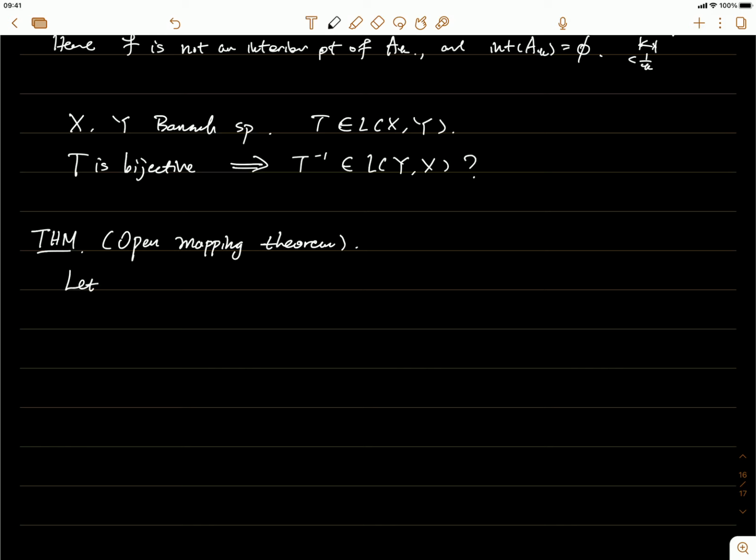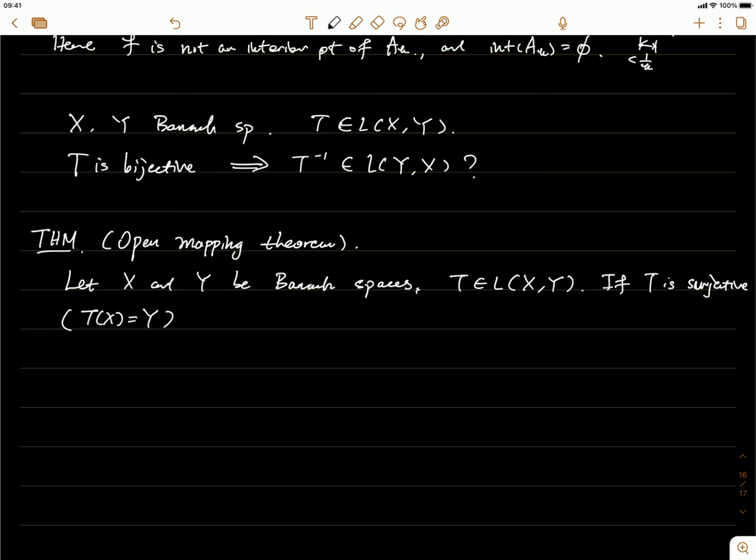Okay, the setting is this. Suppose we have X and Y, which are Banach spaces, and we have this T that is a bounded linear mapping from X to Y. We don't really need this T to be bijective. We just need it to be surjective. Then we can show this T is an open mapping. What do we mean by surjective? It means that Tx is equal to Y. Tx fills up the entire Y.